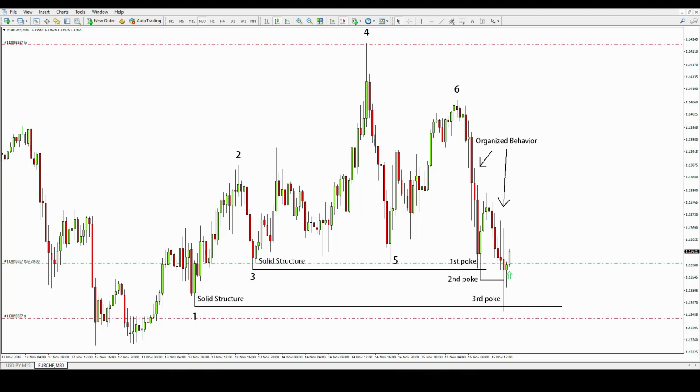The position you see in the chart was triggered at the very next candle open. The stop loss was placed below the solid structure number 1, and the target was placed at high number 4 to give us a very nice risk-reward ratio. Let's see how the market turns out.